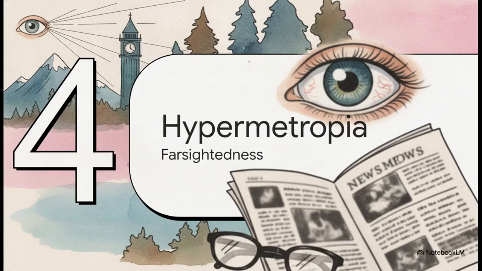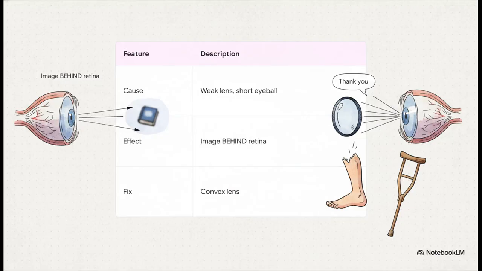Section 4. Vision defect, hypermetropia, farsightedness. Now let's flip it and look at the exact opposite problem, hypermetropia, or farsightedness. Distant objects? Crystal clear, but anything up close? A total blur. The cause here is reversed. The ciliary muscles have weakened, or the lens has just lost its power, preventing it from getting thick enough to handle close-up objects. Alternatively, the eyeball might simply be too short. Because the lens is weak, it struggles to bend those widely spreading light rays coming from a nearby object.